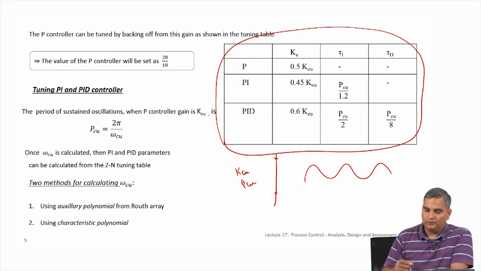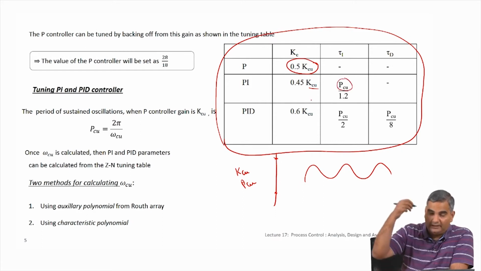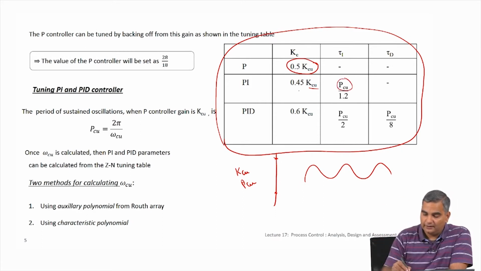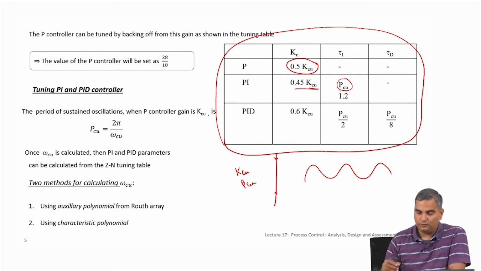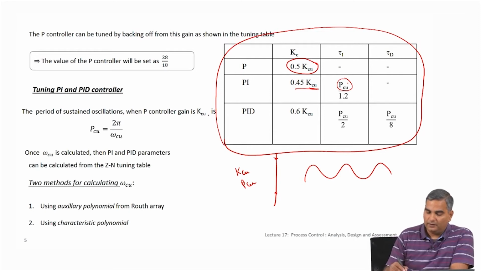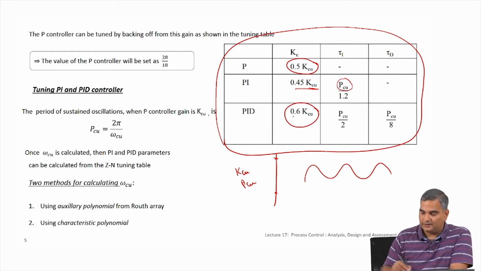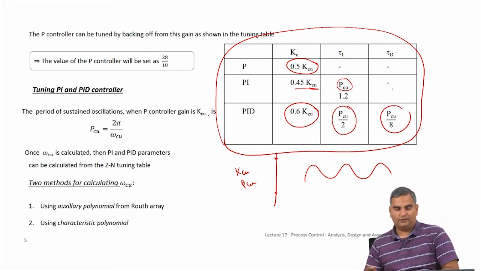So, if you are only doing a P controller, then it is 0.5 Kcu. If it is PI, remember again these are computed assuming that I put a P controller in place, but if ultimately you are going to use a PI controller, these are the tuning parameters you should use, which is 0.45 Kcu, and Pcu by 1.2. If you are going to use a PID controller, it is 0.6 Kcu, Pcu by 2 for tau I, and Pcu by 8 for tau d. So, this is a table.